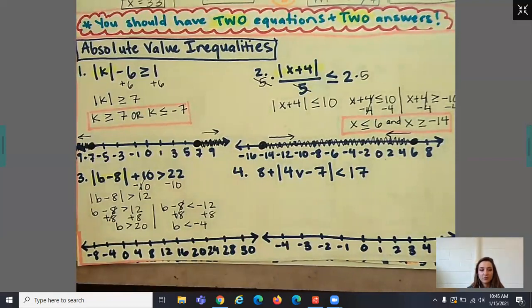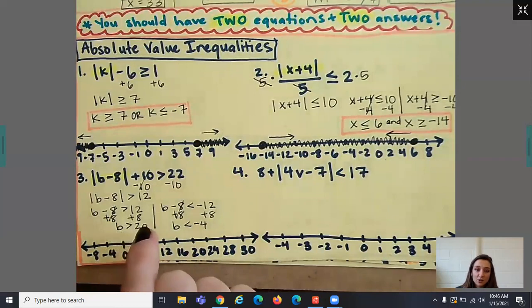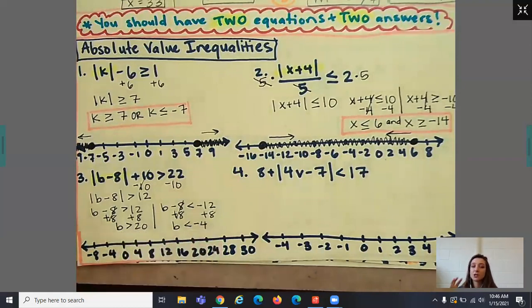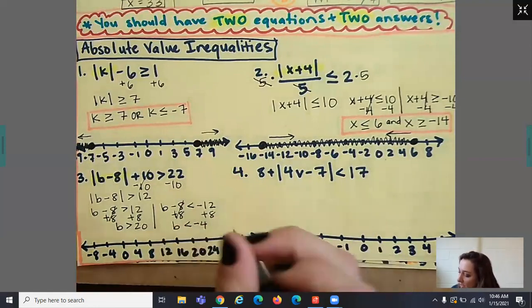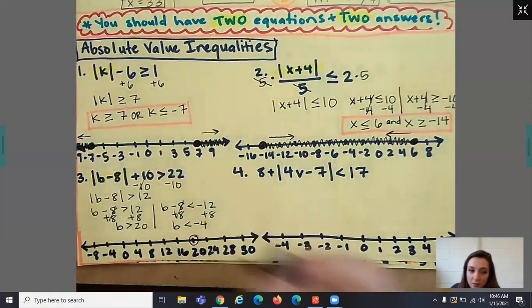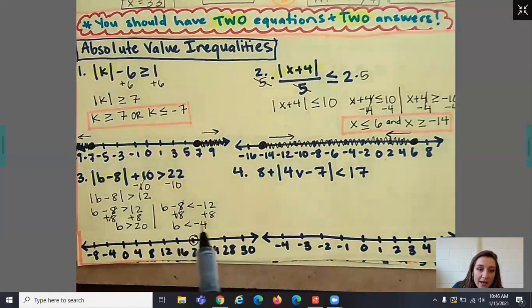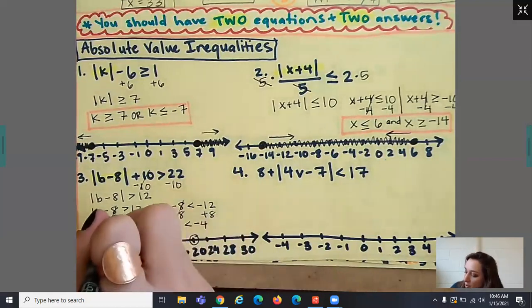Okay, so we have our two different things here, and notice these are not equal to. This is b is greater than 20, b is less than negative 4. So there is no equal to sign on the bottom of this. So what that means is at 20, we're going to draw an open point here, and at negative 4, we're also going to draw an open point.